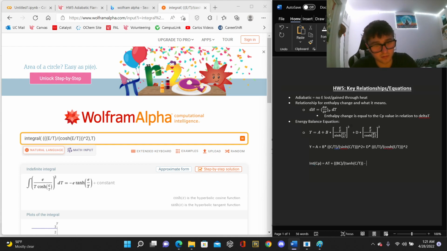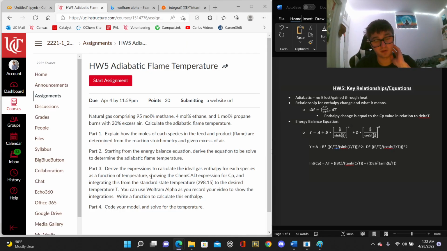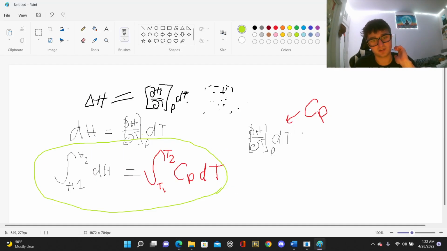AT, and then we are going to subtract DE divided by hyperbolic tangent of E divided by T. And I believe that should be the end of our function. So we just integrated this, and we are going to use this to calculate enthalpy, which in the end is going to help us solve for temperature using this relationship up here, also the relationship that I very shakily drew right here.